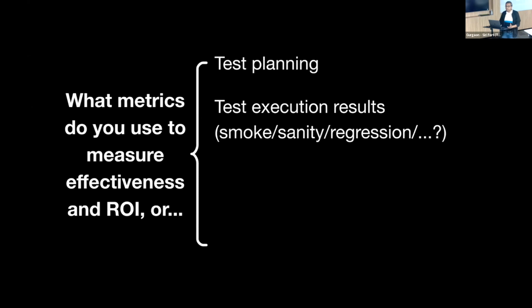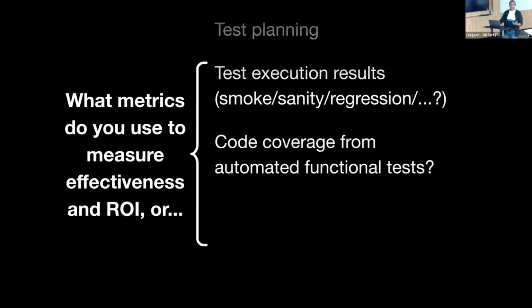Now, the execution results itself, right? What is happening with the different suites that you are executing? The status of that. Reruns, if you are doing them, why are we doing the reruns? Are you getting deeper into that or not? You need to understand that. Now, how many of us do code coverage from functional tests?